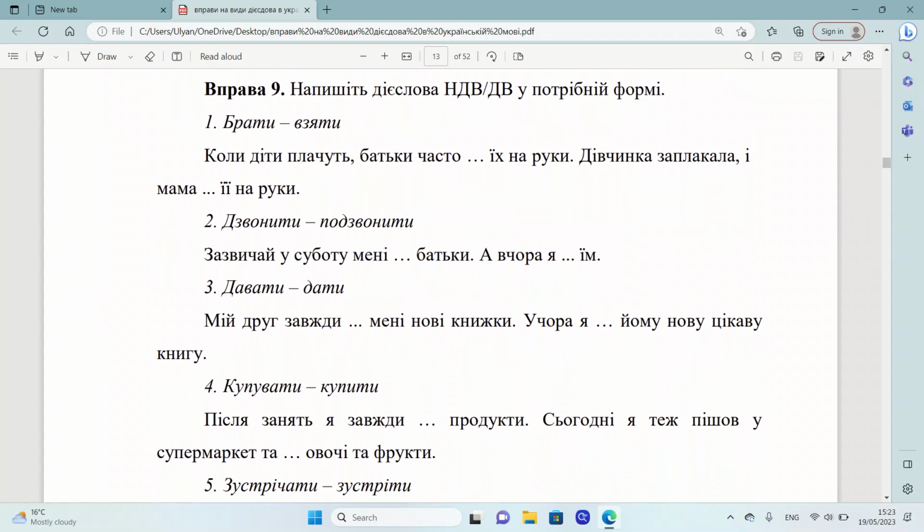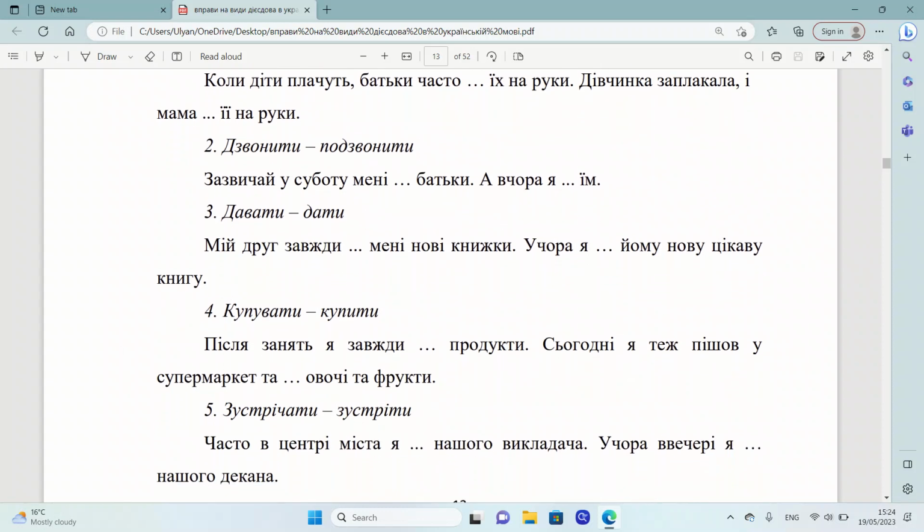Okay, another verb. Купувати, купити, to buy. Після занять я завжди продукти. So after the lessons I always buy some products. So купую, so вати drops, купую продукти. Сьогодні я теж пішов у супермаркет та, again, this has happened today, so it's already happened, because we know овочі та фрукти. Купив овочі та фрукти. So we assume it's already happened, because сьогодні, maybe it's now the afternoon.